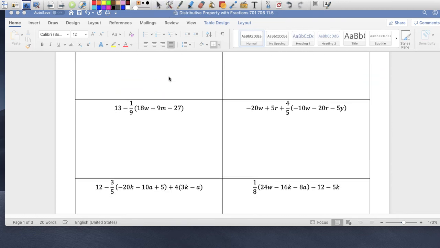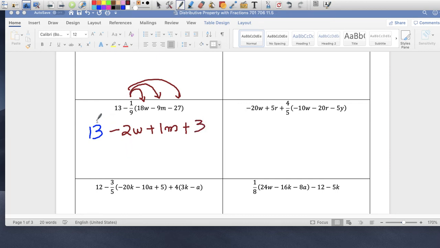13. Well, this 13, again, does nothing, so I'm going to put it over here, because that's not the factor that's going to be multiplying, right? The guy that's going to be multiplying with everybody in the parentheses is this guy right here. So this and this, this and that, this and that. So first of all, negative times a positive, right? It's going to be a negative, and 1/9 of 18 is 2w. Negative times a negative is a positive, and 1/9 of 9 is just 1m. And lastly, a negative times a negative is a positive, and 1/9 of 27 is going to be 3.